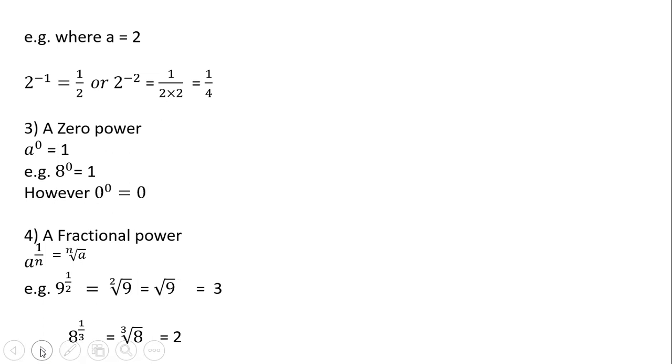And in number 3, we have the zero power. Here, if we raise anything to power 0, we always get 1. For example, if we raise 8 to power 0, then we get 1. And if we raise 100 to power 0, we still get 1. However, 0 raised to a positive power is always 0.